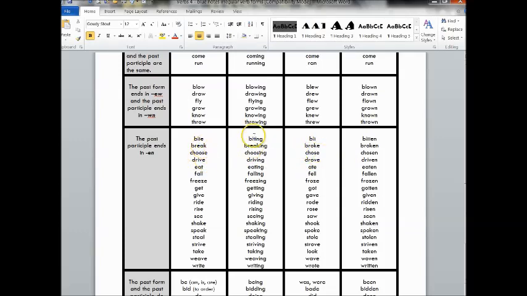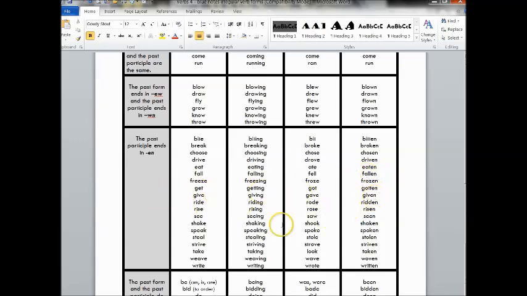Present, base, past, past participle. Drive, driving, drove, driven. Eat, eating, ate, eaten. For whatever reason, students often get this one wrong. Fall is a common one students get wrong. Fall, falling, fell, fallen. I have fallen, not I have fell.